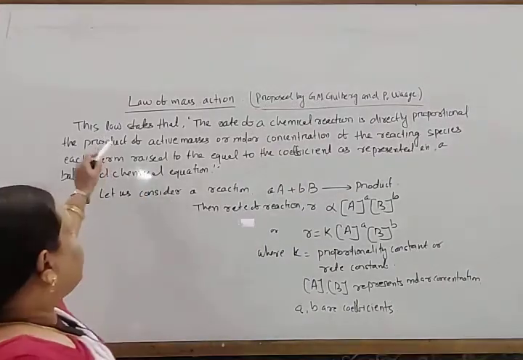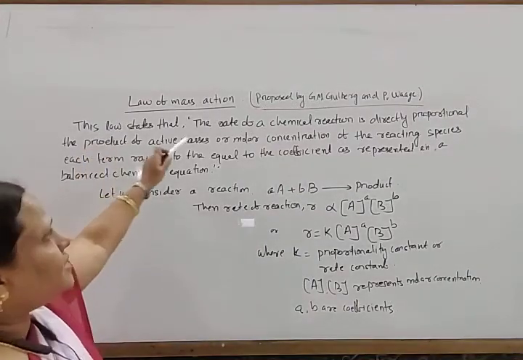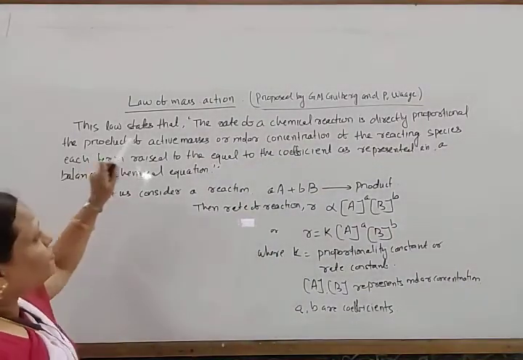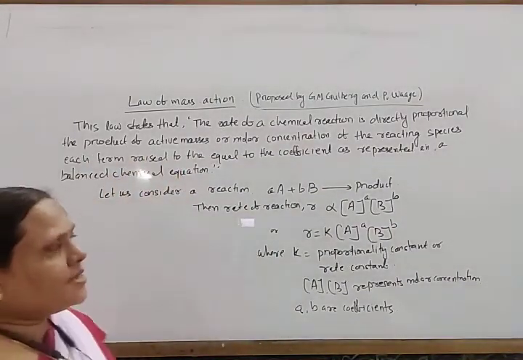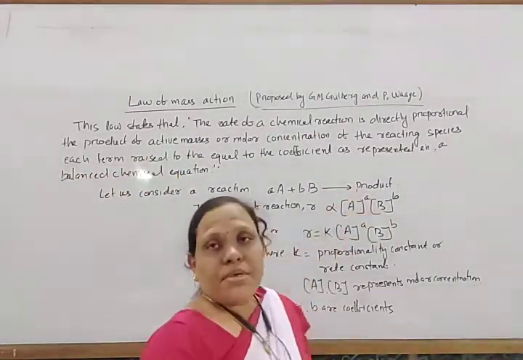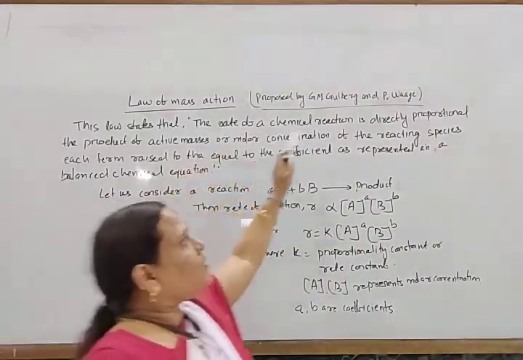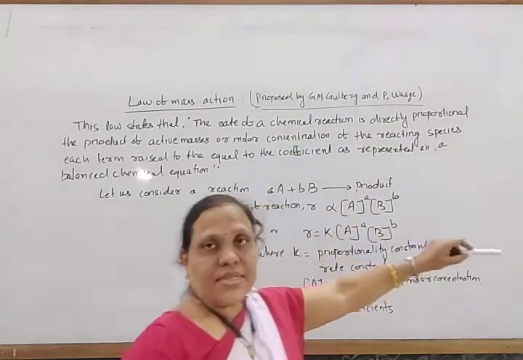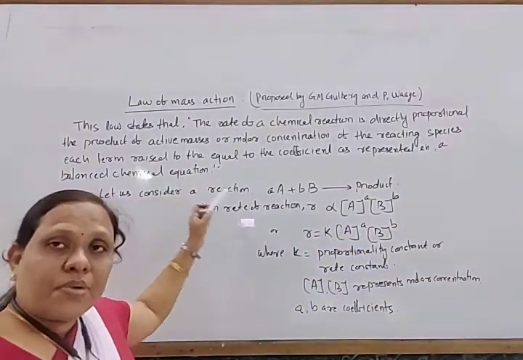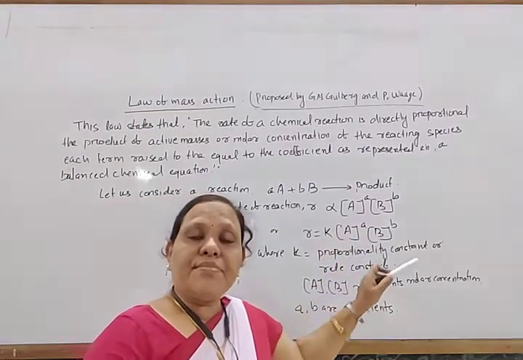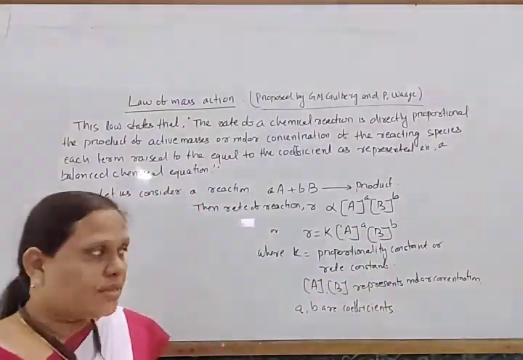So the law of mass action. This law states that the rate of a chemical reaction is directly proportional to the product of active masses. So this [A]^a, [B]^b is also called the active masses, or the molar concentration of the reactant species, each term raised to the power equal to its coefficient as represented in a balanced chemical equation.